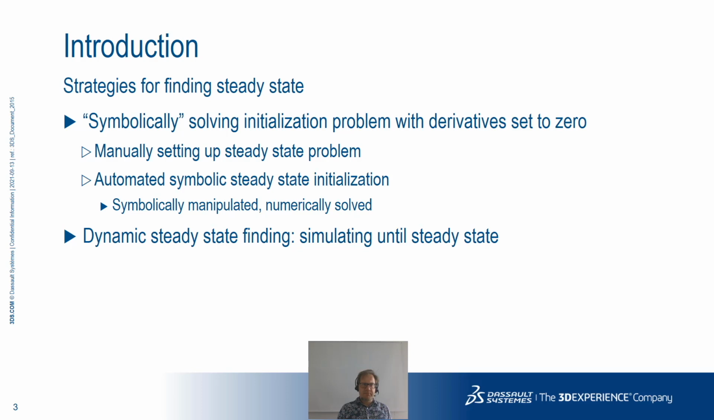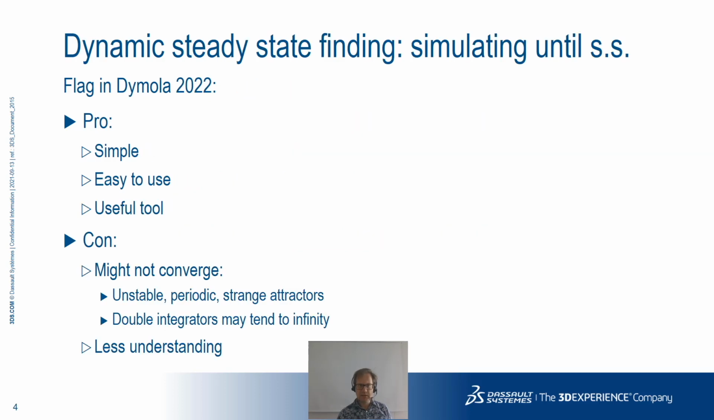And then we have different strategies for finding the steady state. We can do it symbolically by solving the initialization problem with derivatives set to zero, which we can do either manually by setting them to zero in Modelica, or automated, as we will discuss here. And then it will be symbolically manipulated, but still numerically solved when needed. And then we have dynamic steady state finding. We just simulate until we reach steady state.